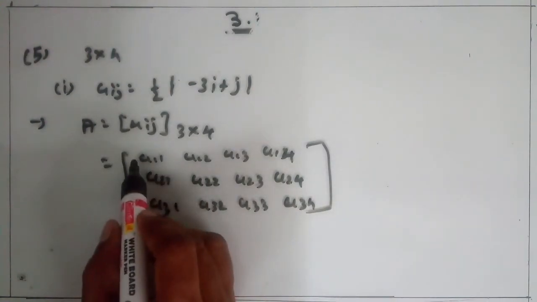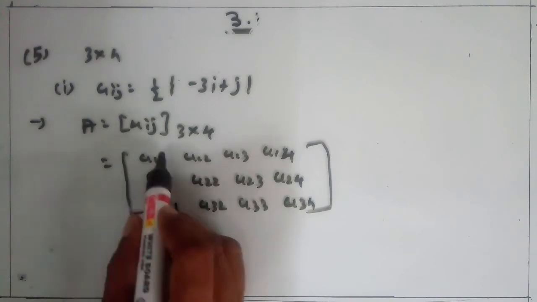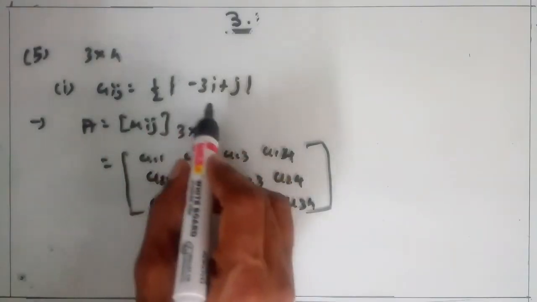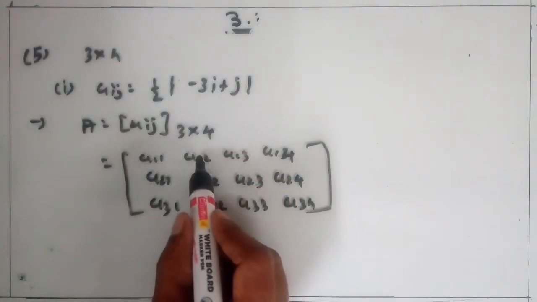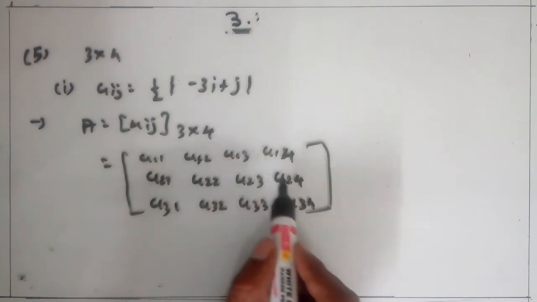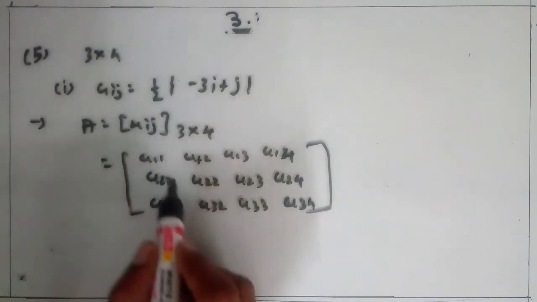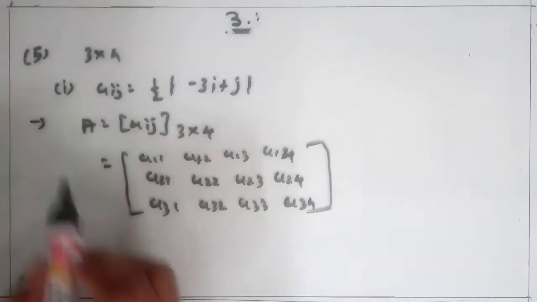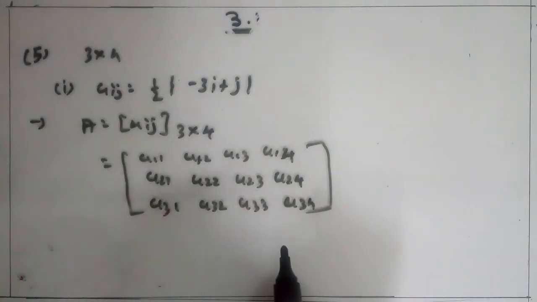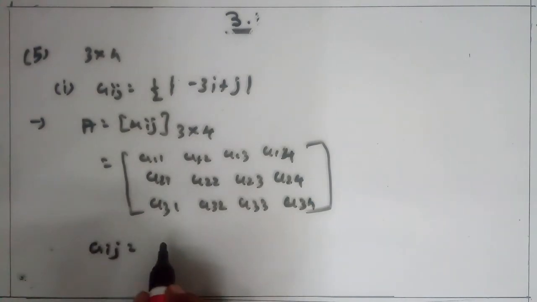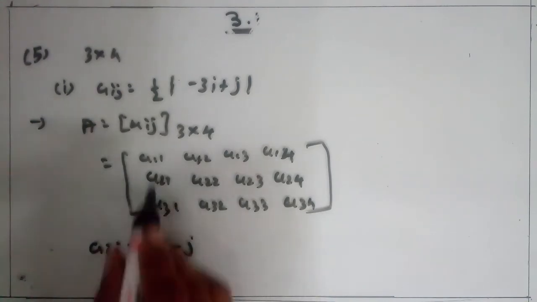Now, to get each entry like A11, replace i equal to 1 and j equal to 1 in this formula, and we get A11. Similarly we get A12, A13. Each entry we get using this formula, and replacing by its value we get a 3 cross 3 matrix A. Clear? Solve each equation yourself. Similarly, for the elements Aij equal to i minus j, you also get it by applying the same method.